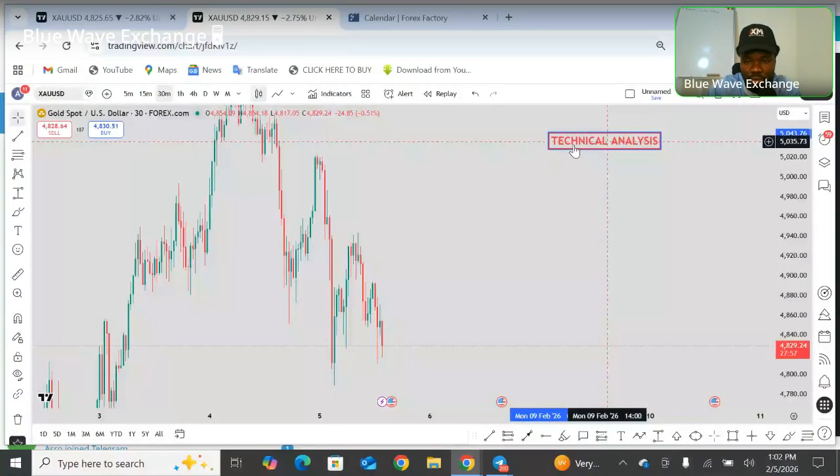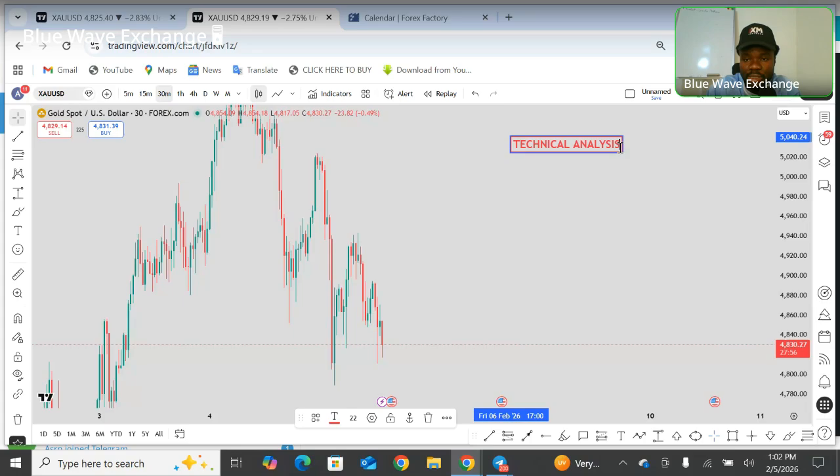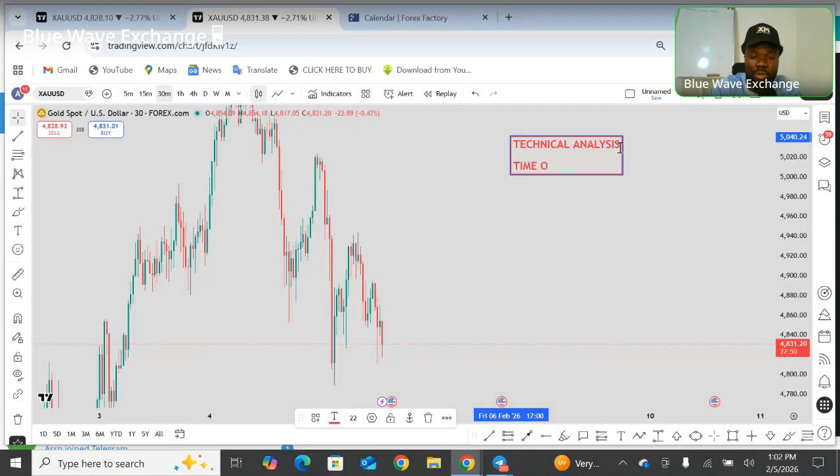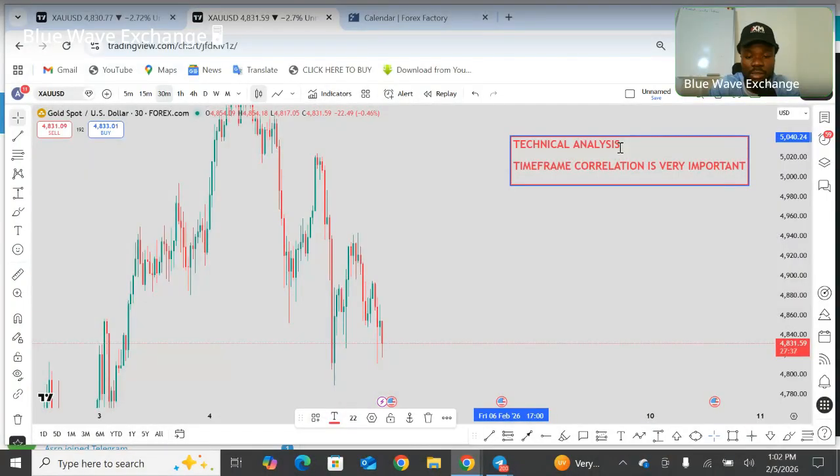So when it comes to technical analysis, time frame correlation is very, very important. Time frame correlation is very important. You get it? So when you are doing your analysis, you have to first of all consider your sectional time frame, which is also your directional time frame. That's your directional or sectional time frame.